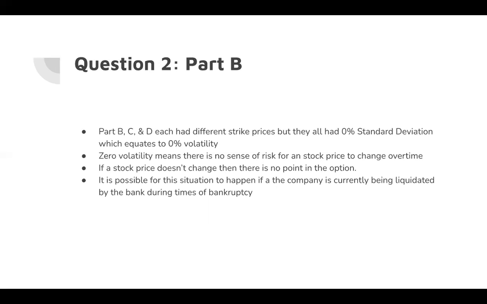So essentially, after a little bit of research, we determined that 0 volatility has no sense of risk whatsoever. So you know that the stock price is not going to change over the maturity of the option. If a stock price doesn't change at all, then what's the point of having an option if the stock price will not change? There's no point. It is possible for the situation to happen if, say, a company is being liquidated. They know that the stock price will not change at all, and that would maybe be the only scenario in which this would occur.